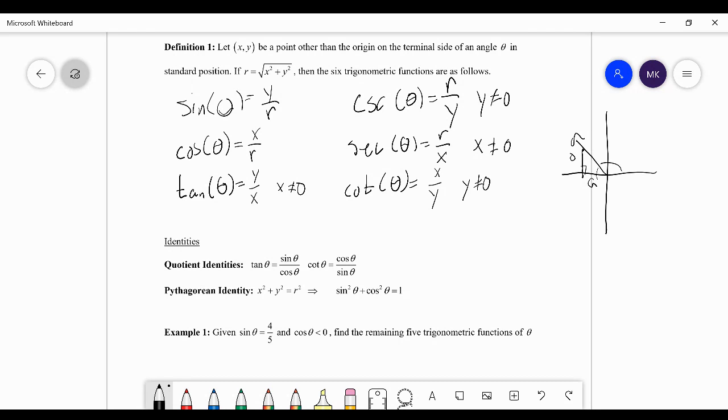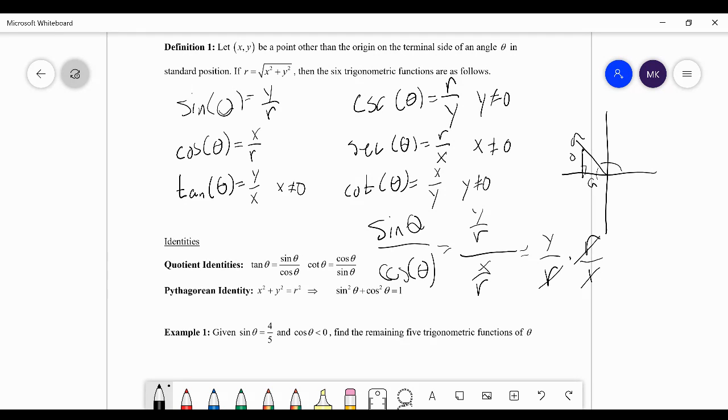And just because it's fun, I'm going to go a little further. Sine of theta over cosine of theta. Well, sine of theta is y over r, and cosine of theta is x over r. When you divide by a fraction, that's the same as multiplying by its reciprocal. So we get y over r times r over x. These cancel, and we get y over x, which is tangent of theta. There, I showed that one.